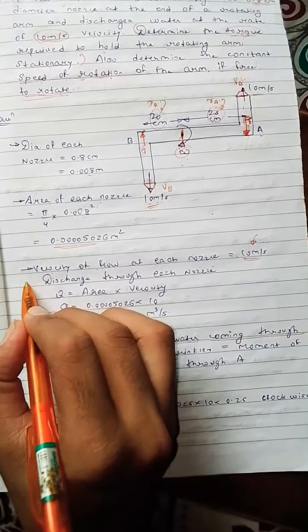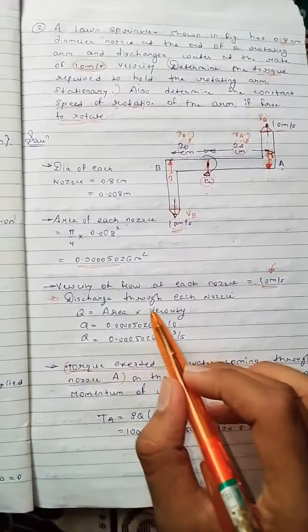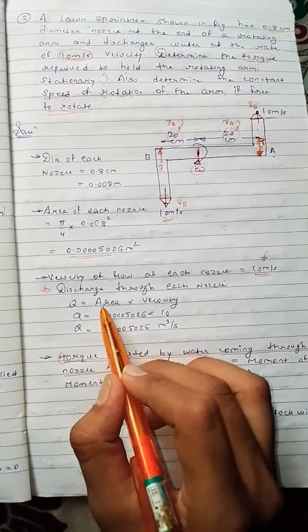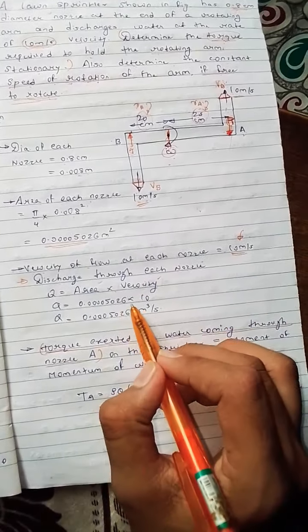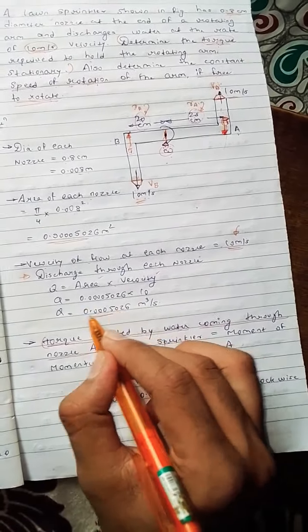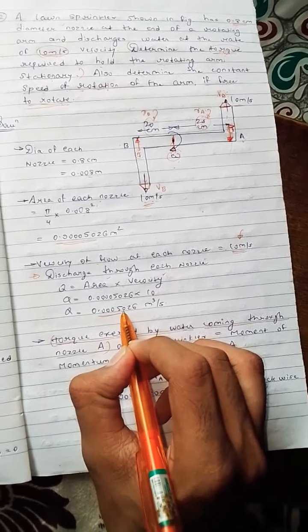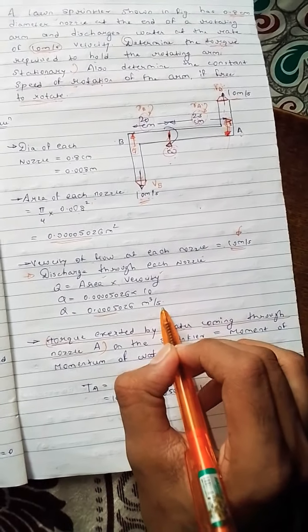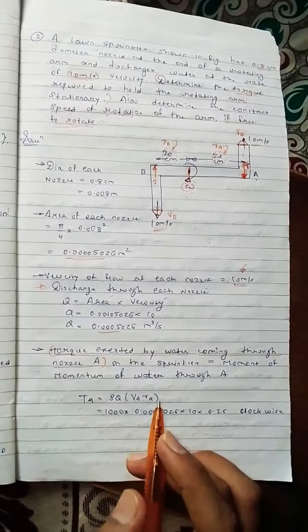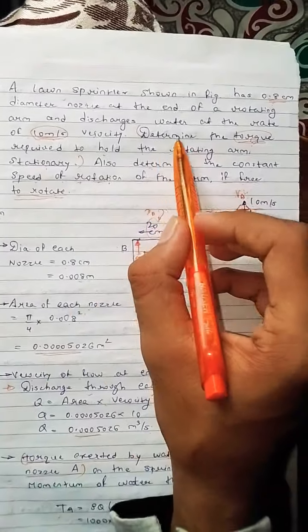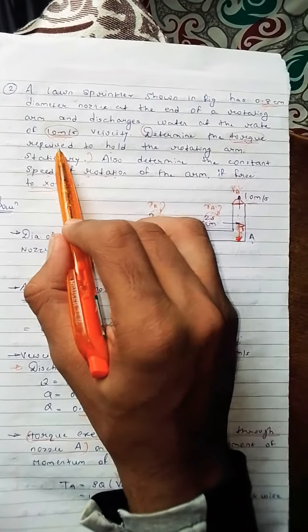Okay, so the next step is discharge. Discharge through each nozzle: Q is equal to area into velocity. We have calculated the area. We have calculated the velocity. So this is the amount of discharge, the amount of water which is passing per second. Okay. So our first aim is to calculate the value of a torque.